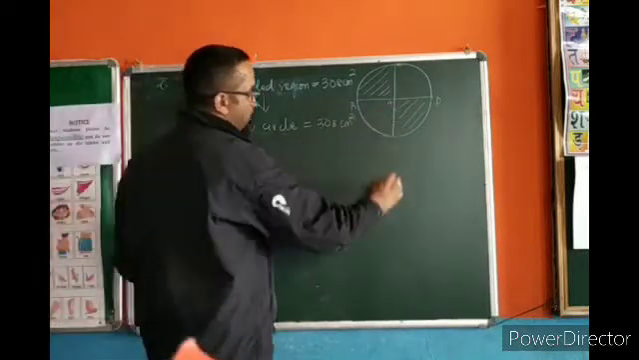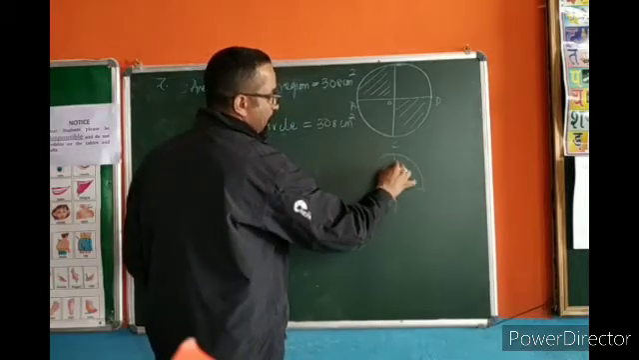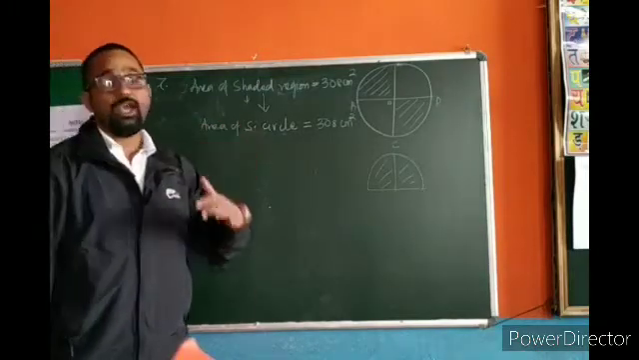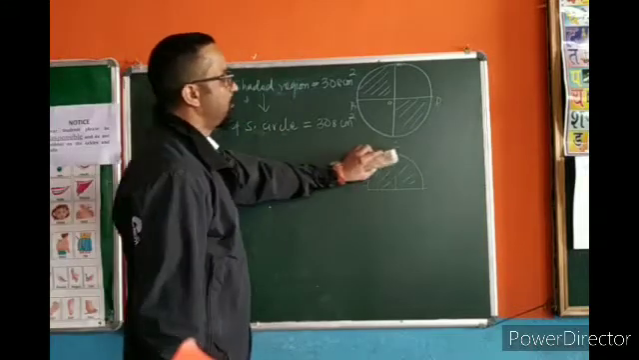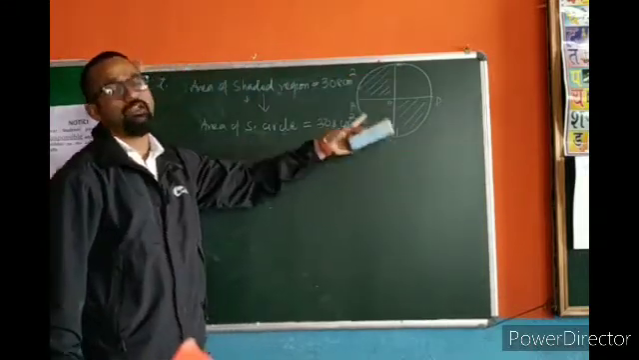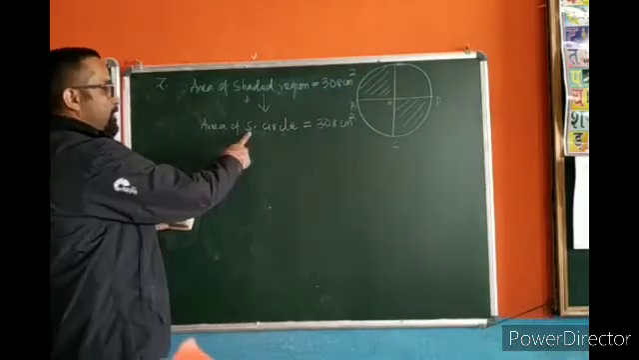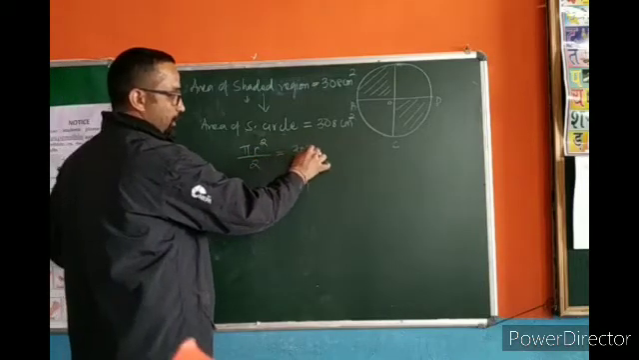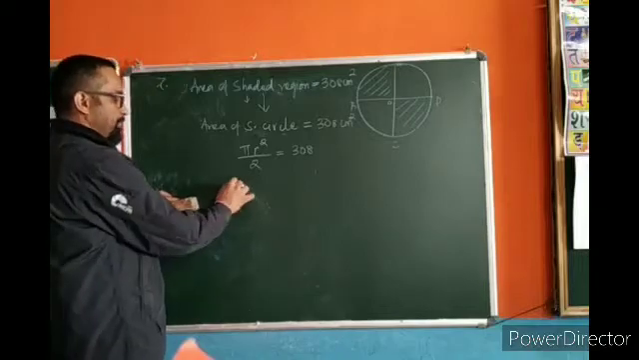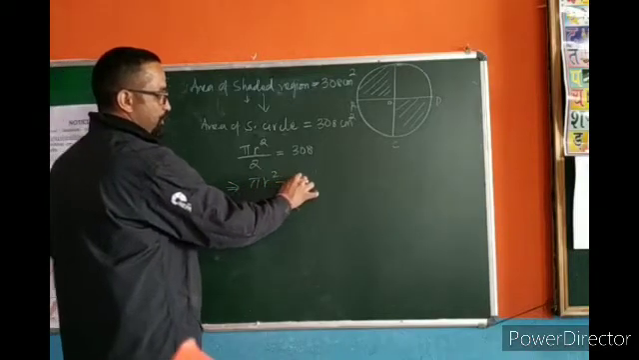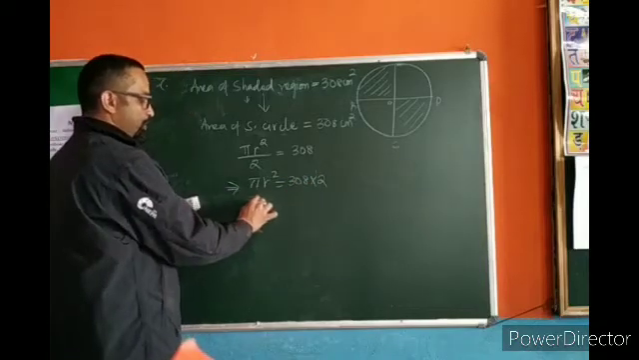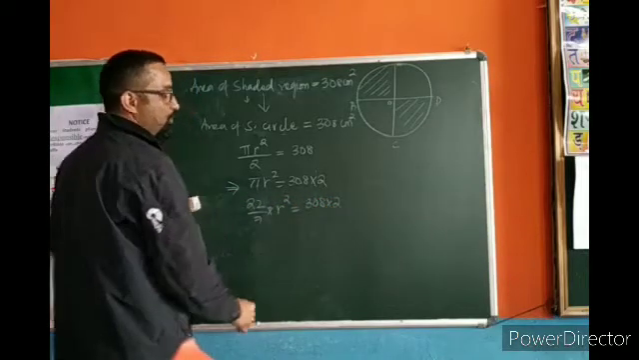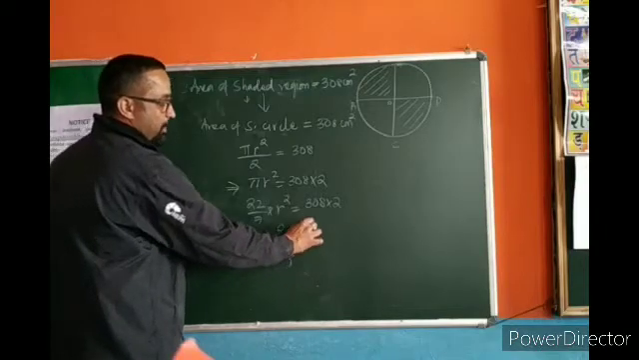Shaded region, when we combine together, we get a figure like this. And this figure is nothing but a semicircle. We use semicircle to calculate radius, and with the help of radius we can find AC diameter and we can calculate circumference. Semicircle is pi r square divided by 2, 308. Now we cross multiply. Pi r square equals to 308 into 2. 22 by 7, you have to calculate radius.